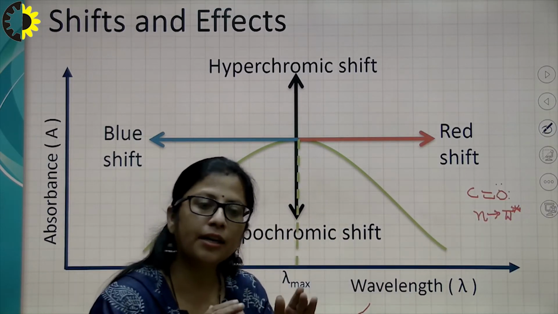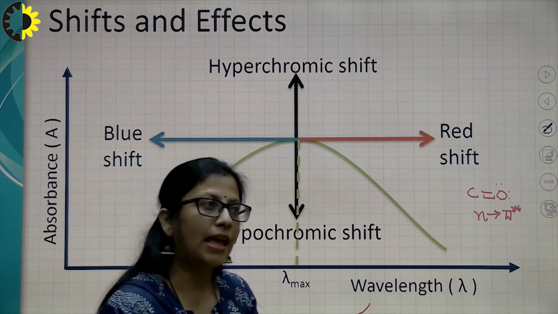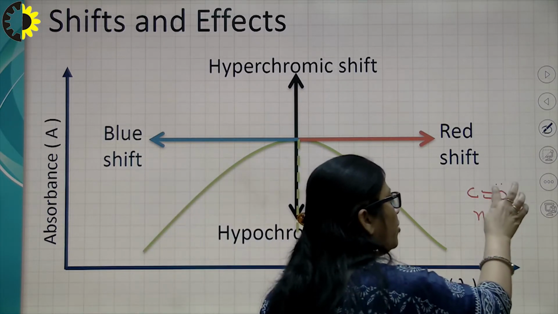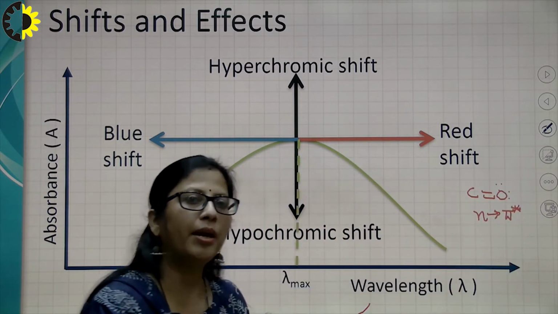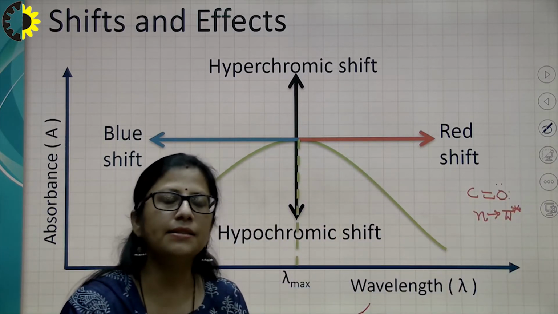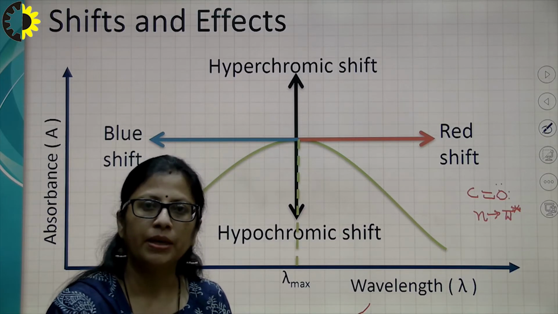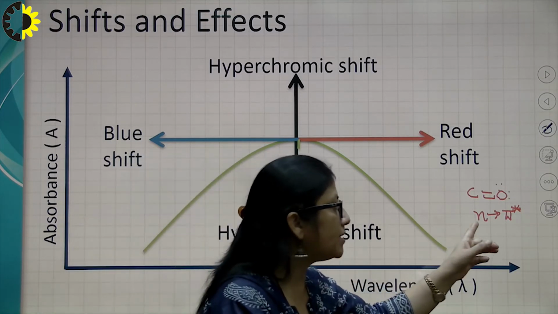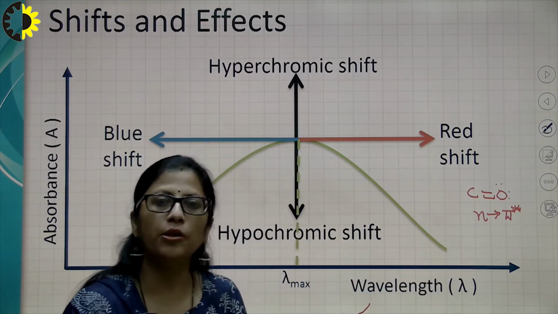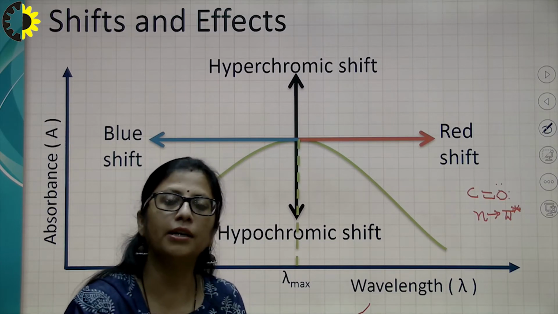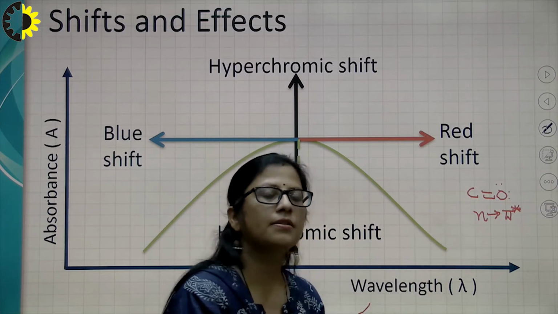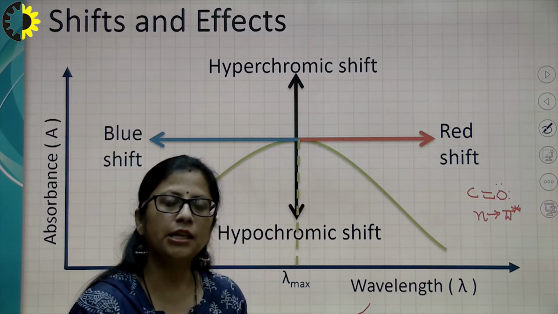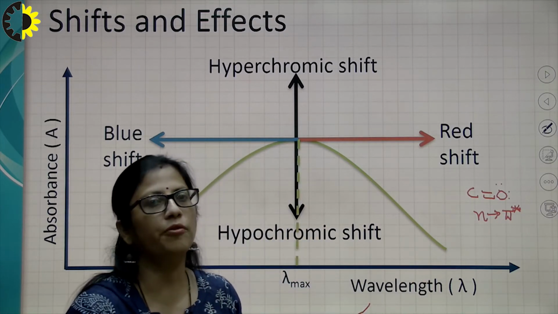But if I decrease the polarity, then I am breaking the bond which this lone pair of electrons makes with the solvent. When I break the bond, these electrons become free, and therefore it is easy to excite these lone pair of electrons to the higher orbital side. Therefore, a red shift is seen. Lowering of energy increases the wavelength, therefore red shift.